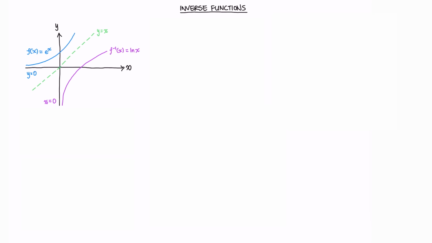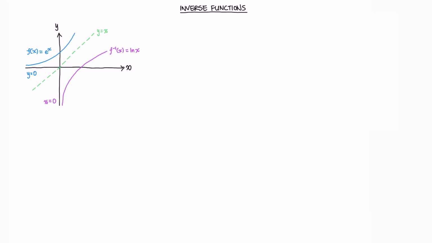As you can tell, if you tilt your device, the graphs are reflections of each other on this line y equals x. To illustrate, this point becomes this point on f inverse x, this point becomes this point on f inverse x, and so on and so forth.